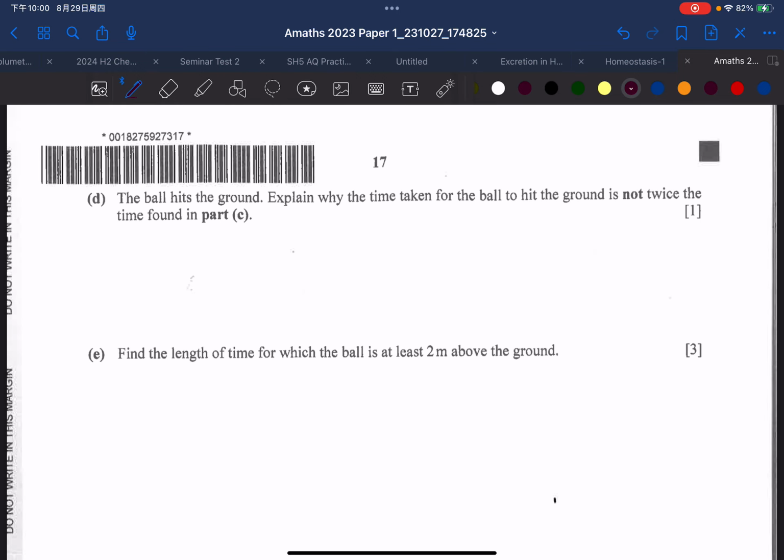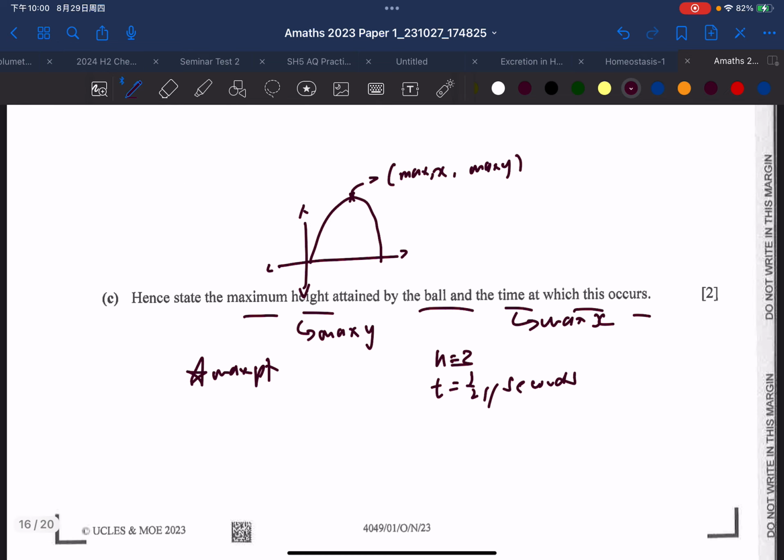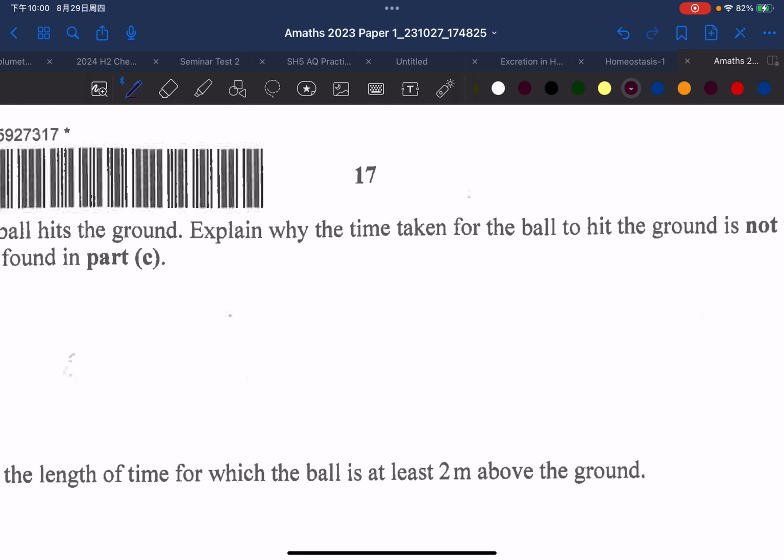They say the ball hits the ground. Explain why the time taken for the ball to hit the ground is not twice the time found in part C. Very simple, right? Because for it to hit the ground, how come it's not twice the time found in part C? Basically, it's just that the ball, right, wasn't thrown from h equals to 0. Okay?